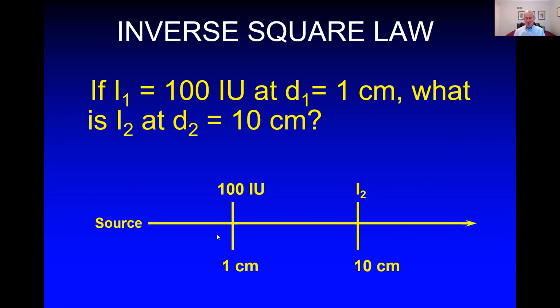This little stick diagram is pretty helpful because all you have to do is take the top times the square of the bottom. That equals the other top times the square of the bottom. 100 times 1 squared equals I2 times 10 squared. So in this problem, we're going to work it in our head. We went from 1 centimeter to 10 centimeters. We are 10 times as far away. The reading has to drop by a factor of what?